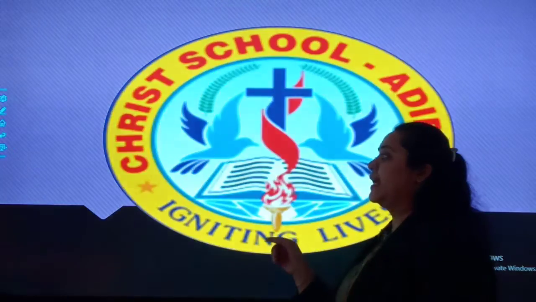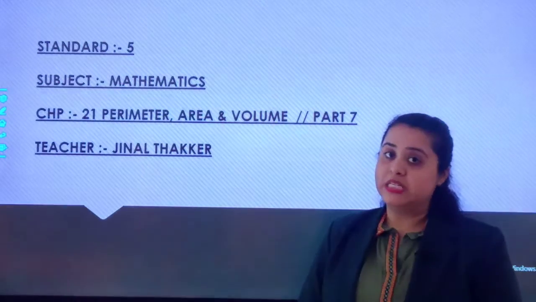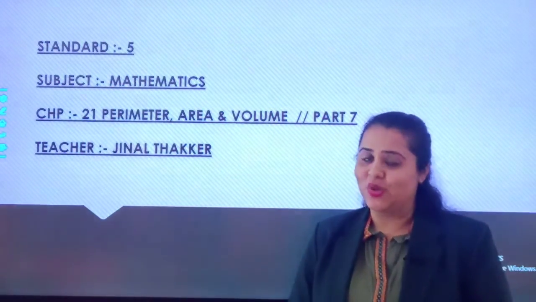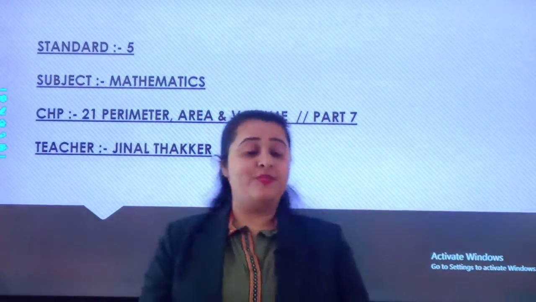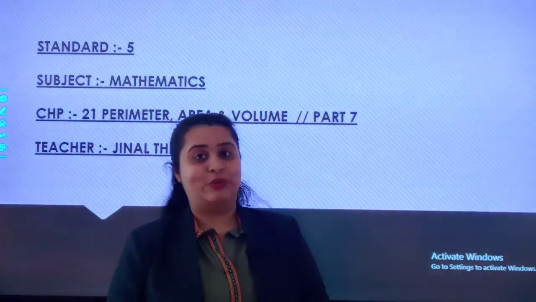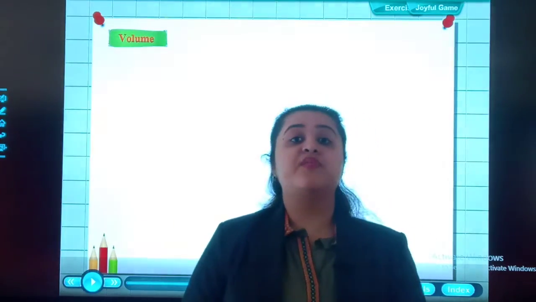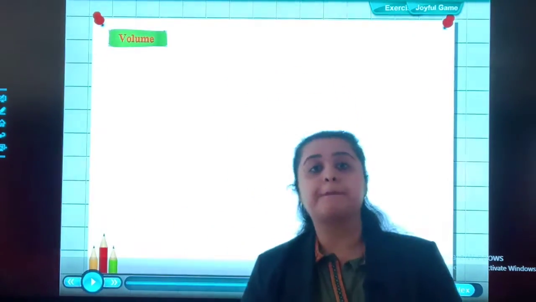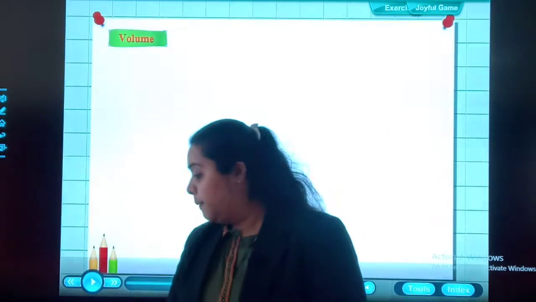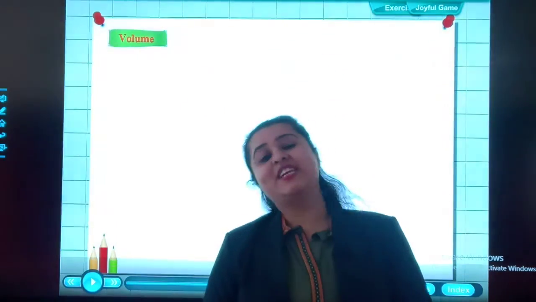As you know, we are on chapter number 21. In that chapter, we have covered the topic perimeter and area also. In part 7, we will be starting with the topic that is volume. So students, today we will be starting with the topic that is volume on page number 174 of your textbook.